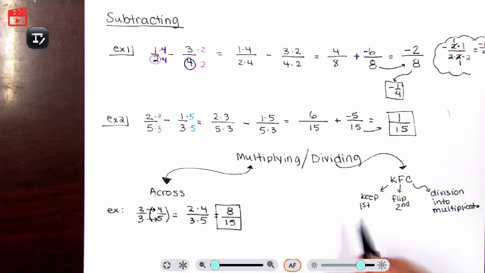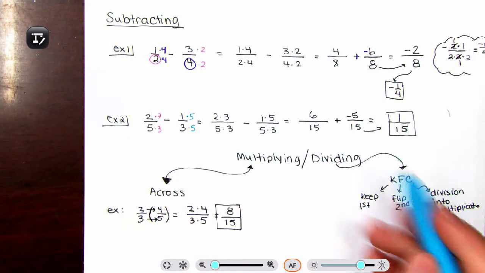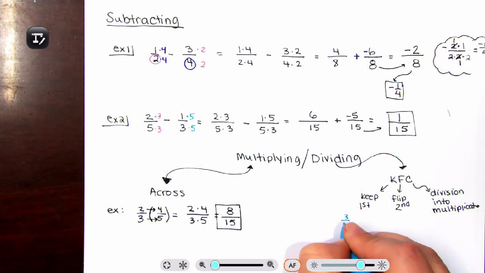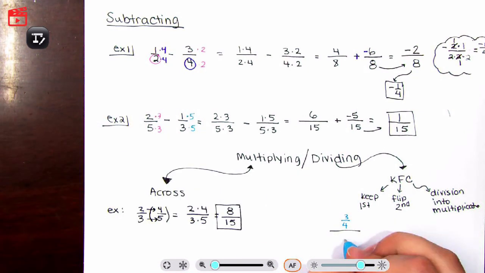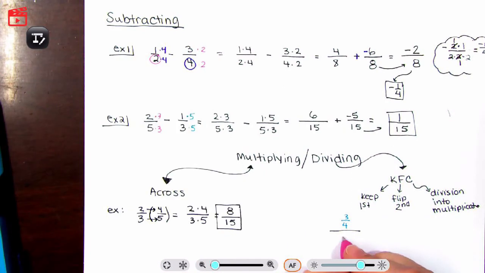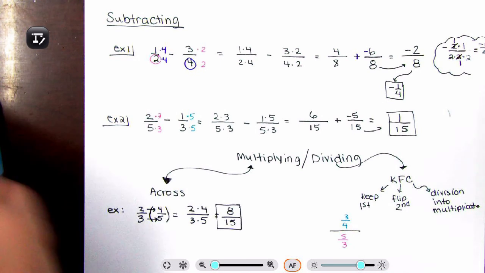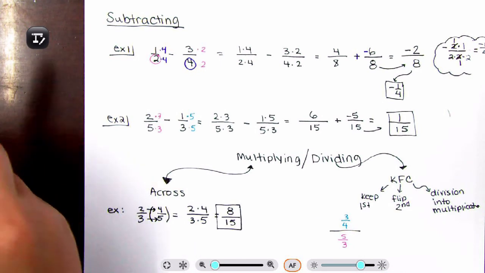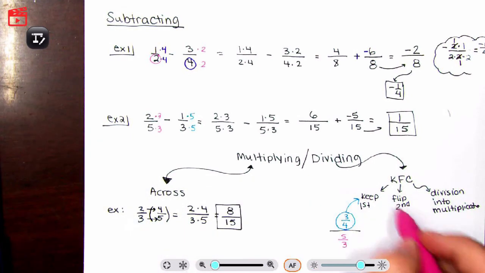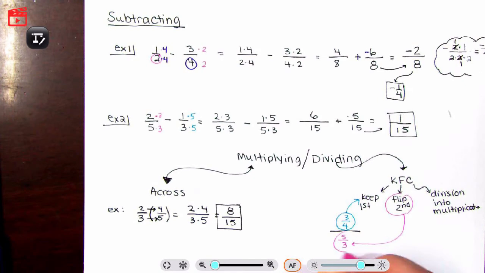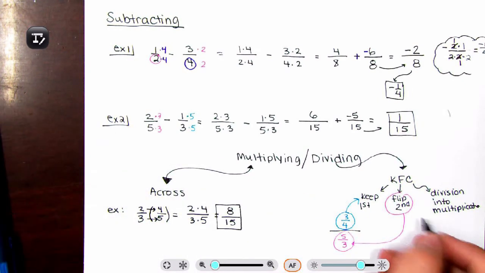And a lot of times what you'll see, you won't see the actual division symbol. You'll see a fraction divided by a fraction like this. You'll see like 3/4, and then you'll have another fraction underneath that, as in, let's do 5/3. And so what you're going to do is you're going to keep your first fraction. You're going to flip your second fraction, and then you're going to change this division into multiplication.